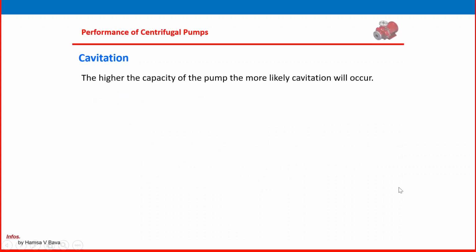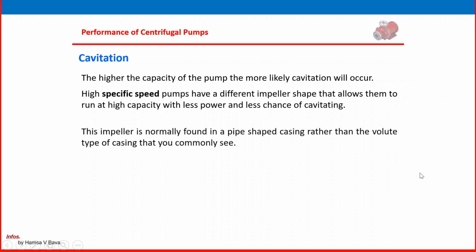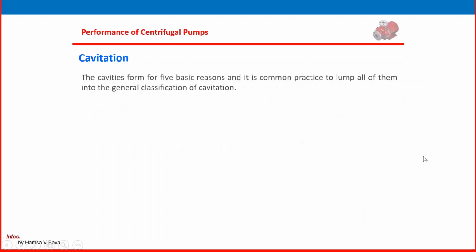So cavitation continues. The higher the capacity of the pump, the more likely cavitation will occur. High specific speed pumps have a different impeller shape that allows them to run at a high capacity with less power and less chance of cavitating. The impeller is normally found in a pipe-shaped casing rather than the volute type of casing that you commonly see.